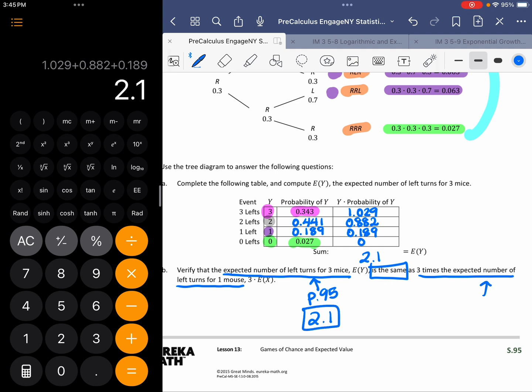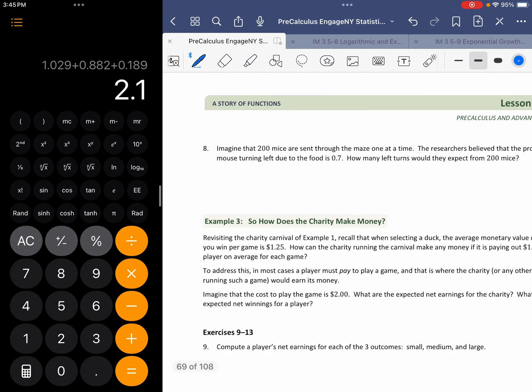And this calculation was on the last page, page 94, and we also got 2.1. So we got the same calculation by finding the expected number of left turns for 3 mice. That's the same thing as 3 times the expected number of left turns for 1 mouse. So let's go ahead and apply that knowledge to the next page, right?